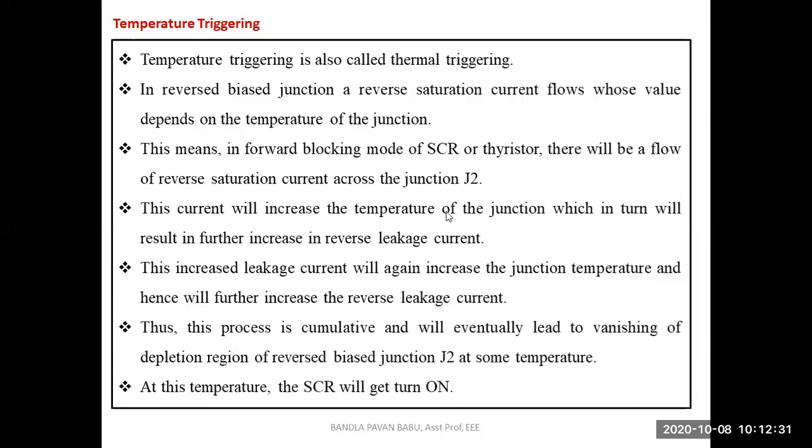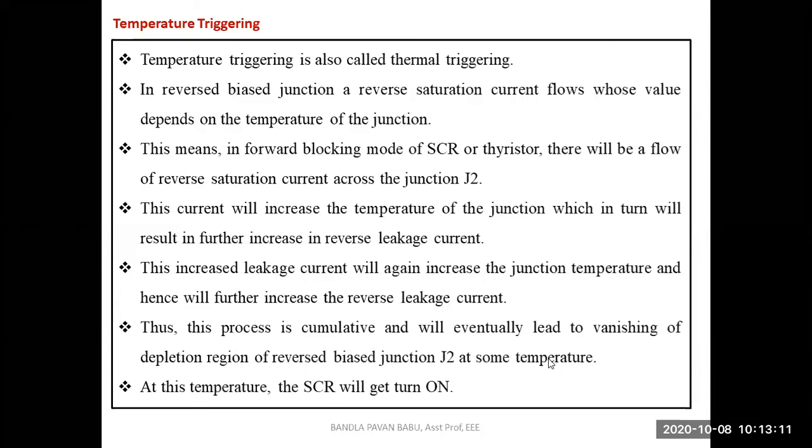This current will increase the temperature of the junction, which in turn will result in a further increase in reverse leakage current. This increased leakage current will again increase the junction temperature, and hence will further increase the reverse leakage current. So this is a cumulative process and eventually leads to vanishing of the depletion region of reverse biased junction J2 at some temperature. So finally, with increasing temperature, the reverse leakage current increases. Because of this, junction J2 will disappear, and the SCR will turn on.